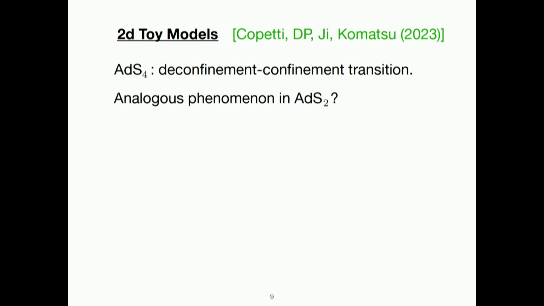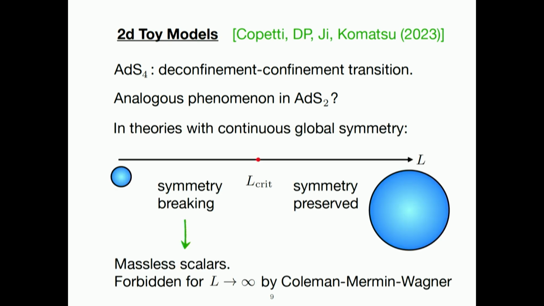In order to discuss 2D toy models, we need to find an analog transition in 2D. In 4 dimensions, it was this confinement transition. What could be an analogous phenomenon in AdS2? We have an analogous phenomenon if we consider theories in the bulk which have a continuous global symmetry. Then what happens is that when the radius is very small, often we can impose boundary conditions that give rise to spontaneous symmetry breaking in AdS2, and so they give rise to some massless scalars.